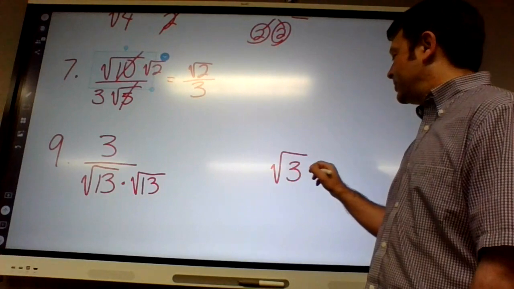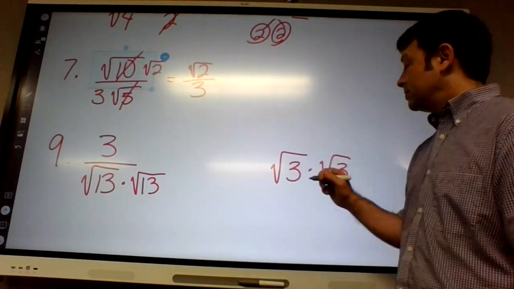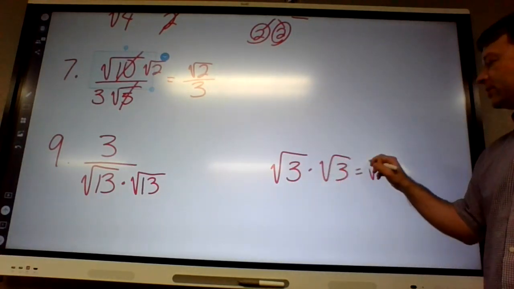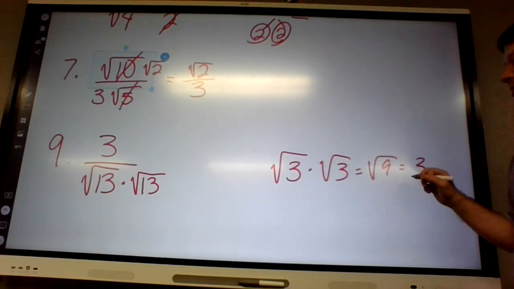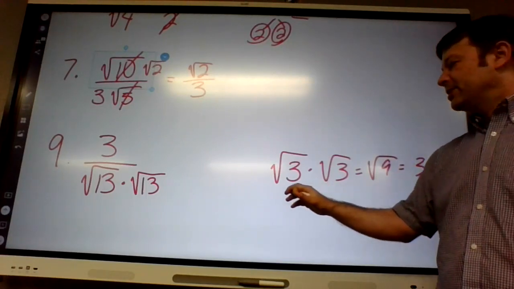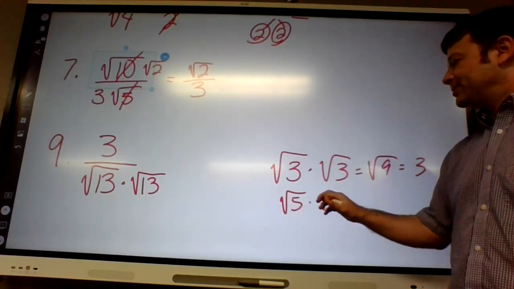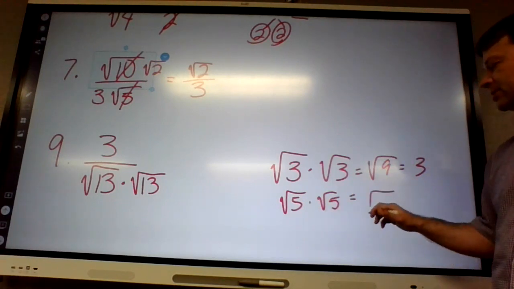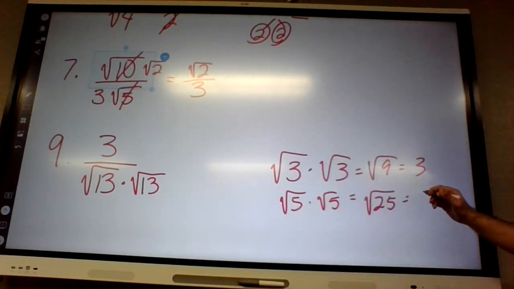What if I did square root of 3 times square root of 3? Square root of 9. What is the square root of 9 though? 3. Whoa. Is that a coincidence? I think not. What's the square root of 5 times the square root of 5? Square root of 25, which is 5. Why does that keep happening?